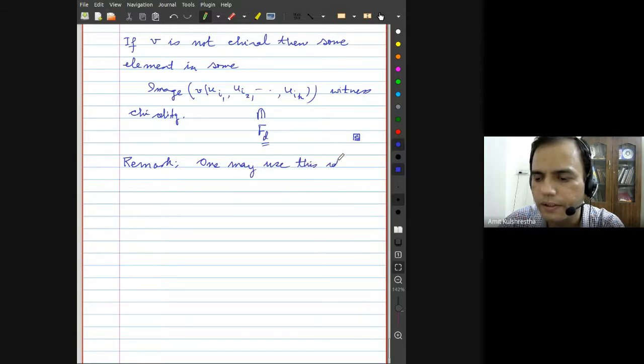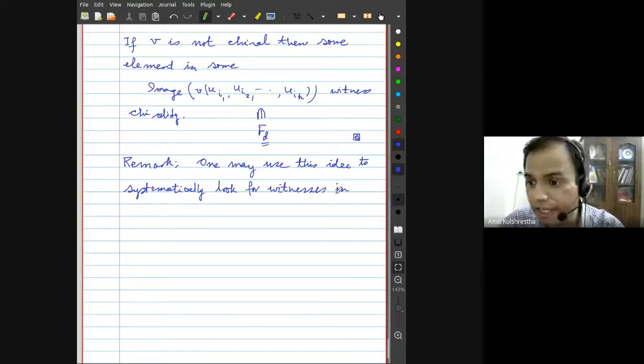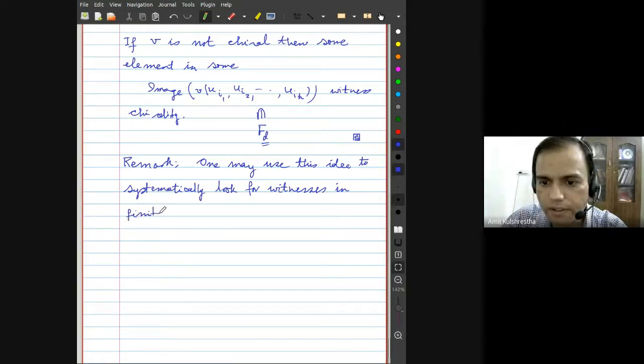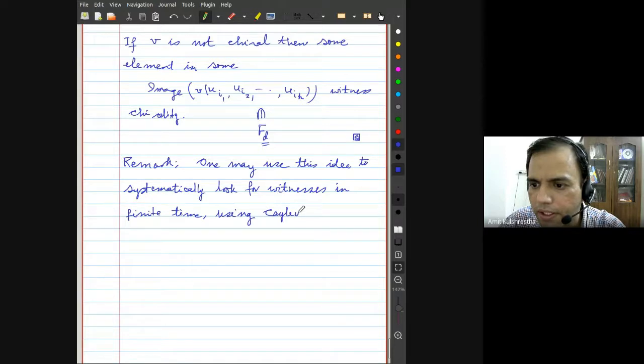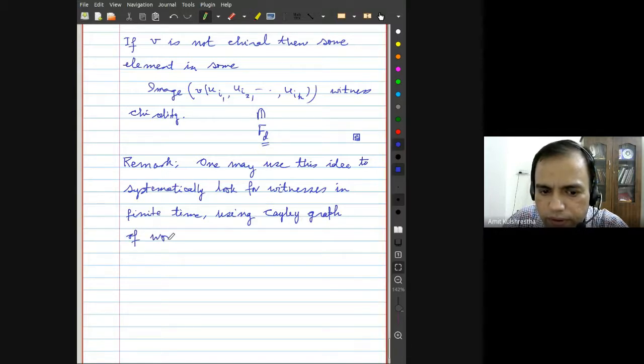So one may use this idea to systematically look for witnesses in finite time actually. And to do that, I am just saying in short words, actually there is a concept of variety of words and all that. So using some such thing, but in the simple language, using calligraph W of word maps in a fixed number, which is D, variables on G.